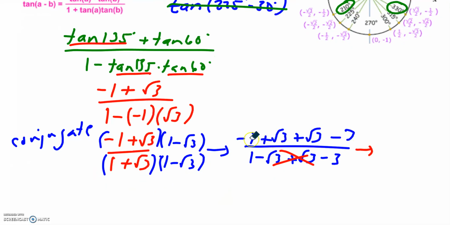Now, in the numerator, I have -1 combined with -3, which is -4. Root 3 plus itself is 2 of them. In my denominator, if these cross out, I get 1 minus 3, or -2.